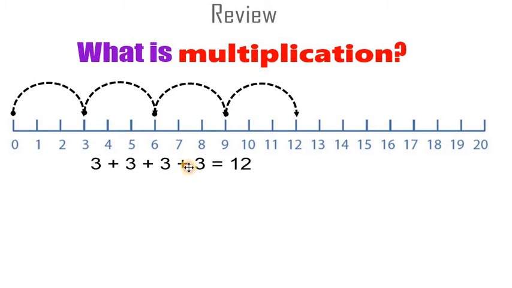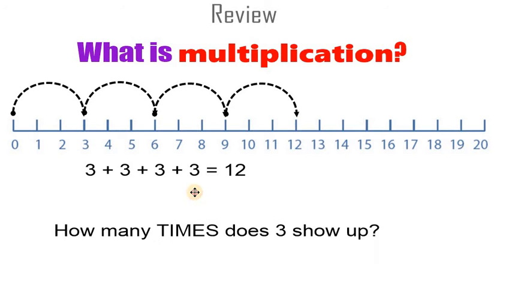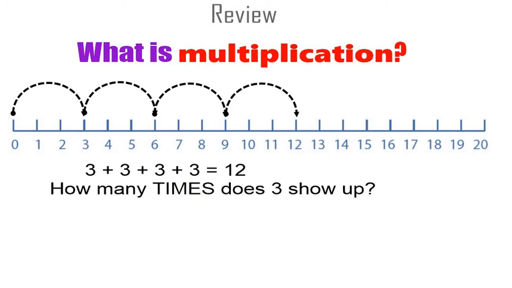I can write what I've done on the number line like this. 3 plus 3 plus 3 plus 3 equals 12. And then I can ask myself the question, how many times does 3 show up? And I can answer that question by saying 3 times 4 or 3 groups of 4. All of these ways that I'm looking at on this screen right now are ways to look at one multiplication math fact in multiplication.